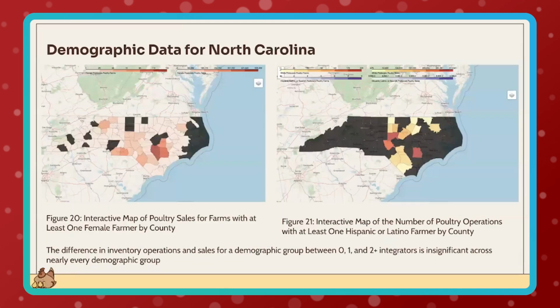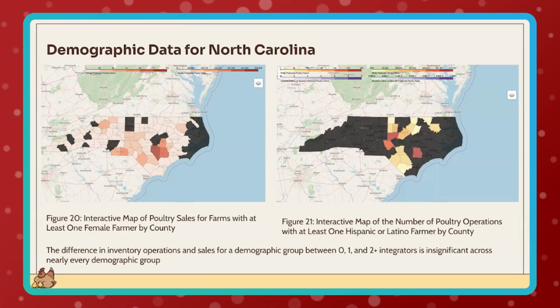I conducted an analysis of poultry sales and the number of poultry inventory operations segmented by farms with Black, white, and other racial group farmers and female farmers to see if the intersection of race and agricultural method had any impact on integrator access. Here are 2 sample graphs. The first is looking at the poultry sales for farms with at least 1 female farmer by county, and the second is the number of poultry operations with at least 1 Hispanic or Latino farmer by county.